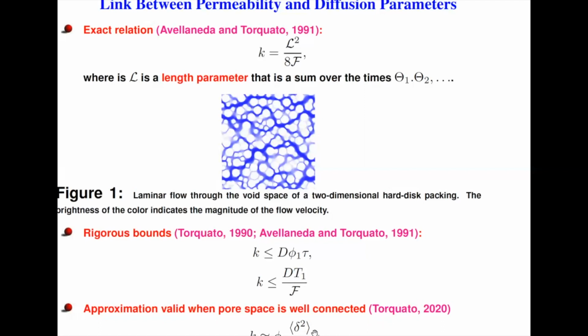And I propose the following approximation that does fairly well. And I'm going to show you what that means in a second. I'm taking the second moment of the pore size and I divide it by the formation factor, okay? And that's going to give me a pretty good approximation of the fluid permeability.